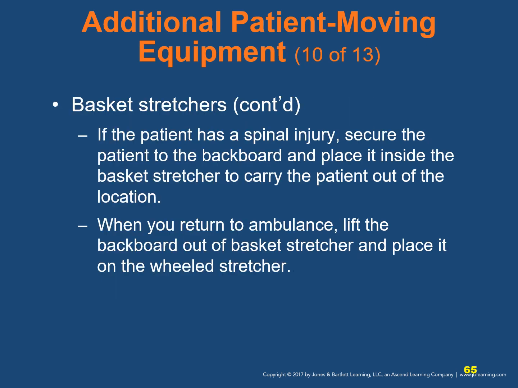If the patient has a suspected spinal injury, secure the patient to a backboard and place the backboard inside the basket stretcher. When you return to the ambulance, lift the backboard out of the basket stretcher and place it on the wheeled ambulance stretcher. Basket stretchers are made of plastic with an aluminum frame or have a full steel frame that is connected by a woven wire mesh. Their design allows water to drain through the stretcher.